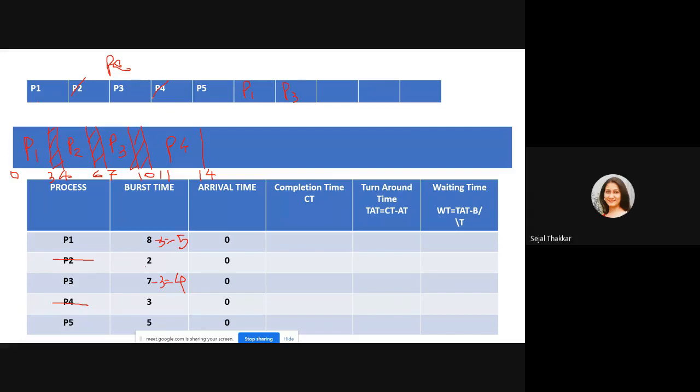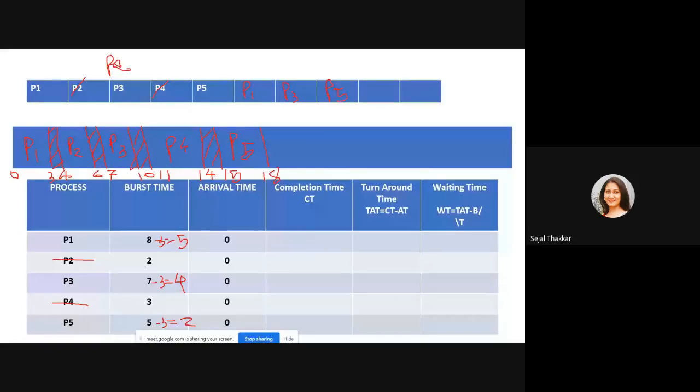Now P5 will come. P4 will save its state, and P5 will come from the ready queue to the running state, and this is called context switching. So at 15 the context switching will complete, and P5 will execute its 3 units. At 16, 17 and 18, P5 will complete its execution. So 5 minus 3 is equal to 2, right? So P5 will go back to the ready queue with the remaining burst time equal to 2.